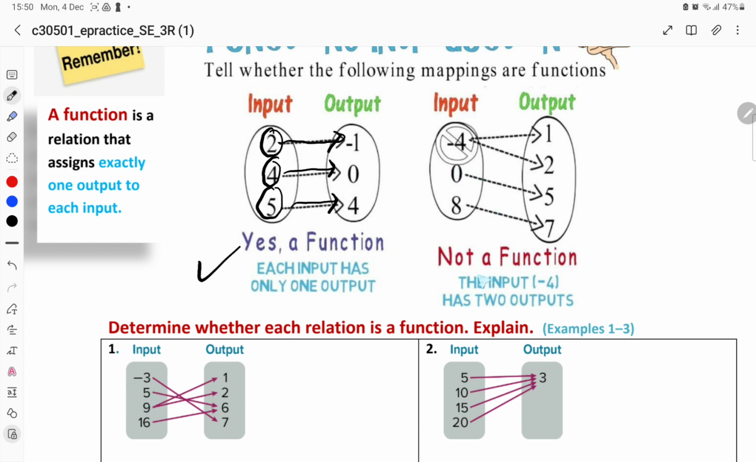In the second mapping, it's not a function. Why? Take care of the -4. What happened here? The input -4 has two outputs. Look, the input -4 has two outputs, so we say it is not a function. So what's a function? A function is a relation that assigns exactly one output to each of the inputs.